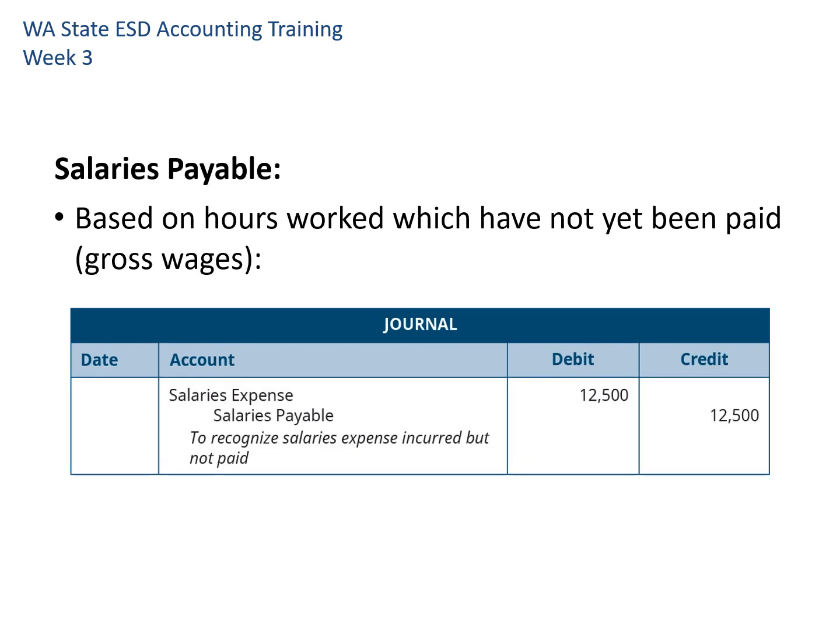And then finally, we've done this entry many times, salaries payable. So we look at our payroll records, who has worked how many hours, what are their wage rates as of the end of the month, and we record that we've incurred a salary expense. So we debit salary expense to increase it, and we recognize that we owe those employees money, so we credit salaries payable. This is done for the gross wages that are earned, not net after deductions. So I hope that makes sense.